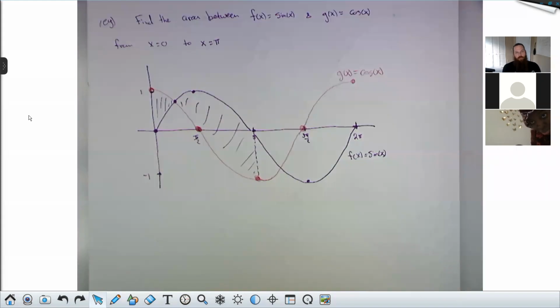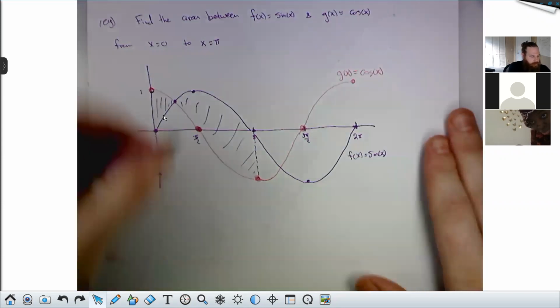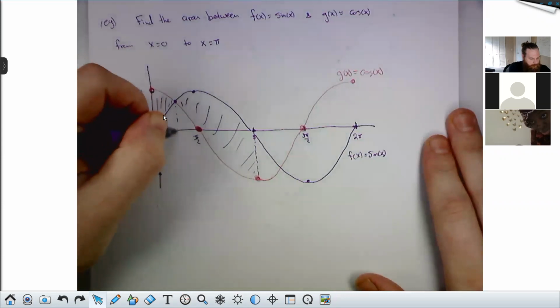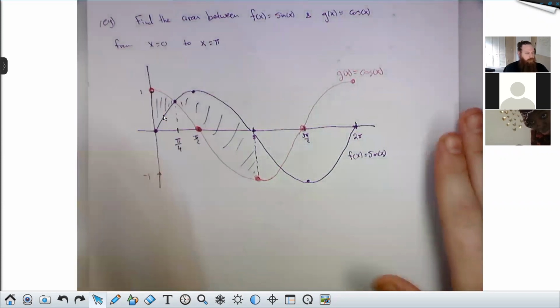Now here's the good news. You don't have to think about who's positive and who's negative. You just have to think about who's upper and who's lower. That's enough. So even though the red function starts positive and then goes negative here, it's not going to have an effect on my setup. I do need to think about splitting up the integral, though, right here, which is where sine and cosine are equal. That's pi over 4.